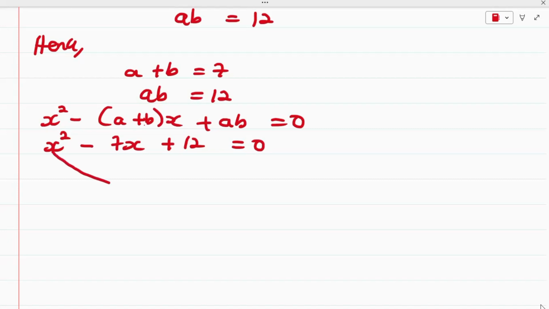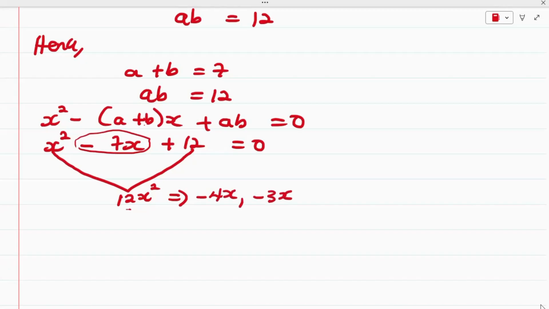If I take these and multiply them, we have 12x squared. So you think of two numbers that when you multiply them, give us plus 12x squared, and when you add them, give us negative 7x. We have those numbers to be minus 4x and minus 3x. Minus 4x times minus 3x will give us 12x squared, and minus 4x minus 3x is minus 7x. So we have x squared minus 4x minus 3x plus 12 is equal to 0.